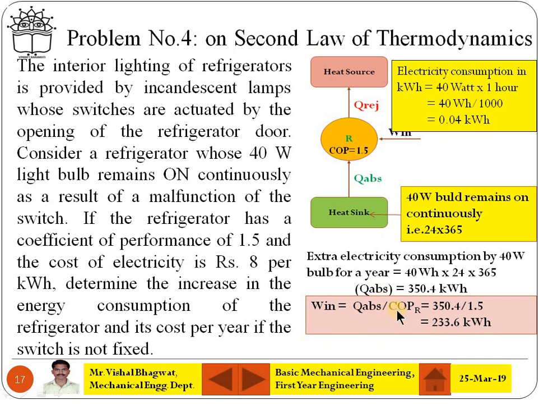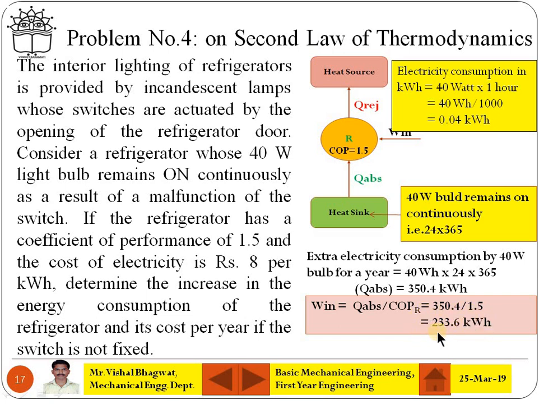So Q absorbed upon COP of R. If you know the formula of coefficient of performance of the refrigerator, you can easily work out the electricity consumed by the refrigerator. So that is nothing but Q absorbed divided by COP of the refrigerator, which is equal to 350.4 divided by 1.5, which is the COP of the refrigerator. So 350.4 divided by 1.5 becomes 233.6 kilowatt hour, which is exactly the extra amount of energy consumed by the refrigerator.